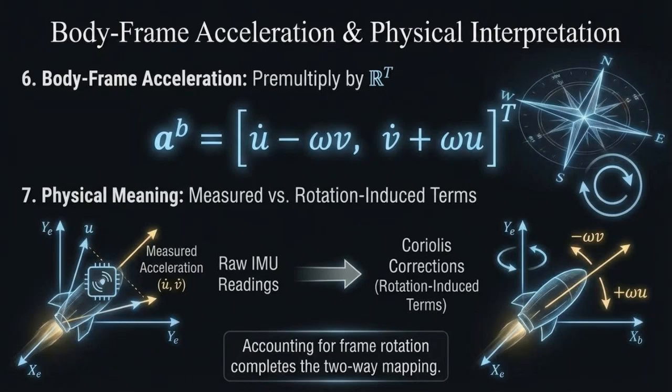Body frame acceleration can be obtained from Earth frame acceleration by multiplying with the transpose of the rotation matrix. This gives the relation a_B equals [u dot minus omega v, v dot plus omega u] transpose. In this expression, u dot and v dot represent the raw acceleration measured by sensors fixed to the vehicle. The terms minus omega v and plus omega u are correction terms caused by the rotation of the vehicle frame. These corrections are required to remove Coriolis effects and recover the true inertial acceleration. This completes the two-way transformation between Earth frame and body frame dynamics.